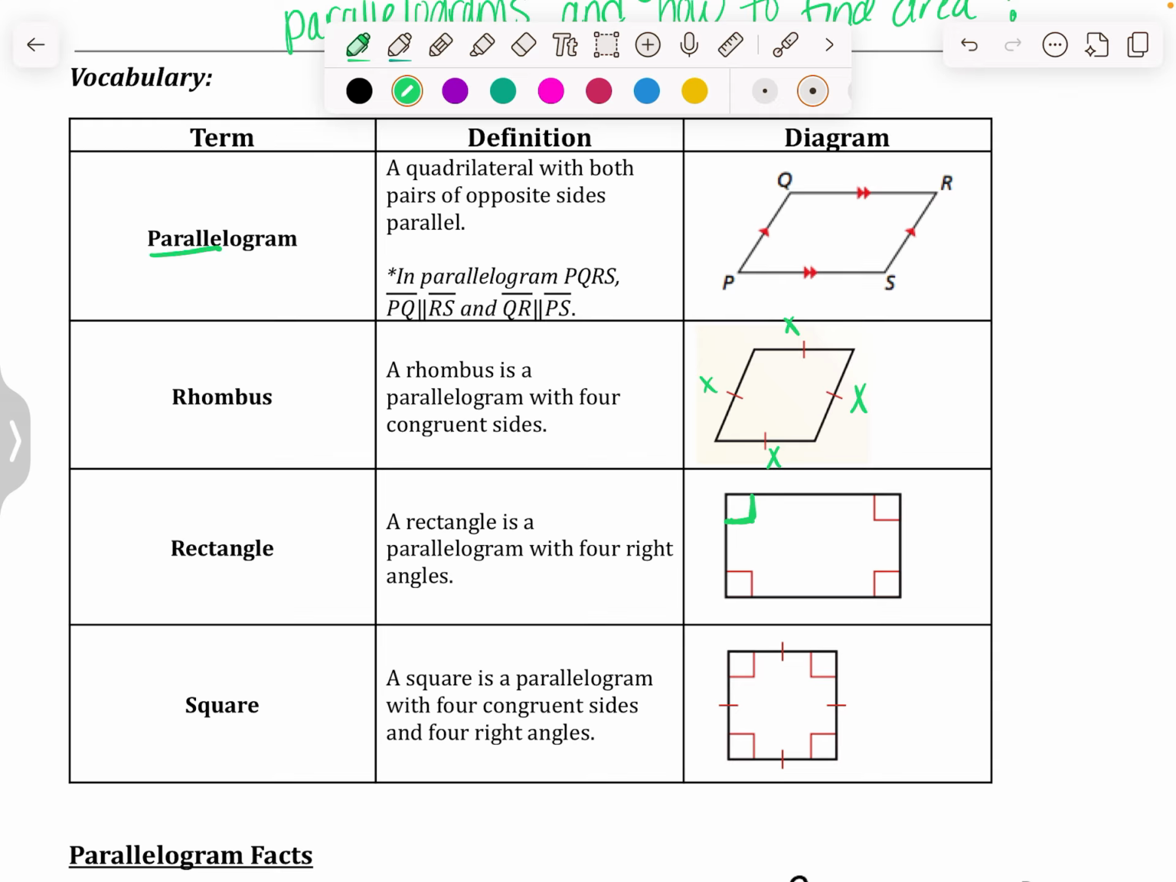Now a square is a rectangle, but it has all four congruent sides. So a square is a parallelogram. It has the four right angles and it has the four congruent sides. So a square is technically a rectangle, but a rectangle is not a square because a rectangle has pairs of congruent sides. So these two sides are congruent and then these two sides are congruent, but in a square, the four sides are congruent and you have four right angles.